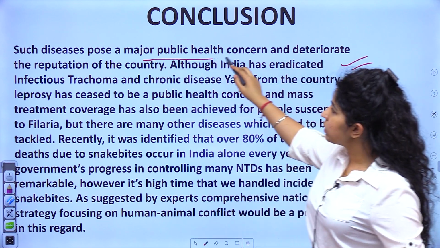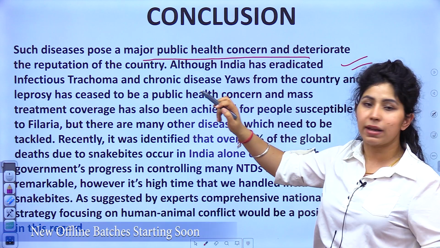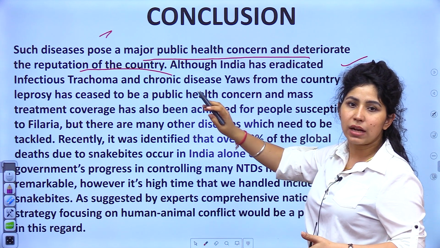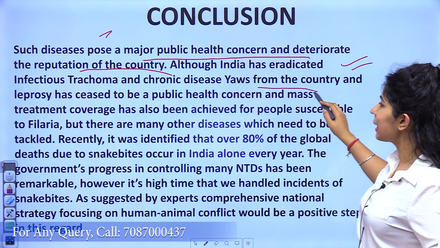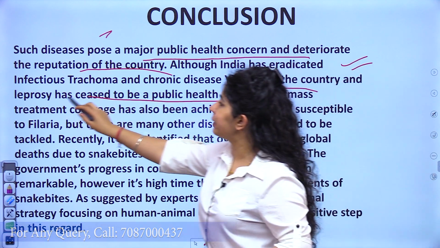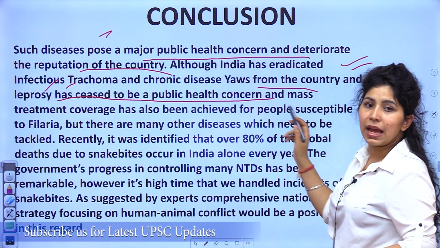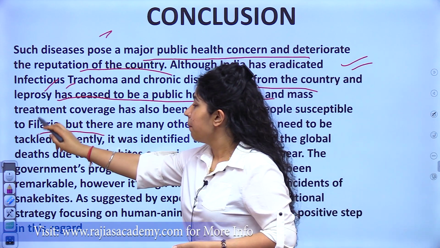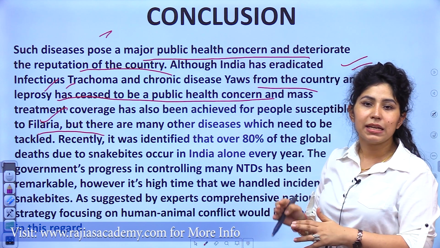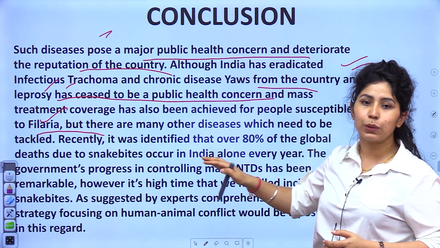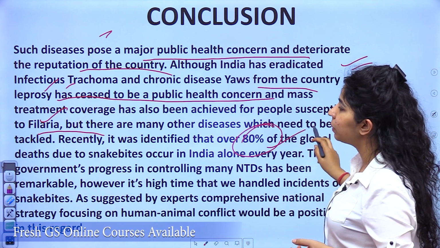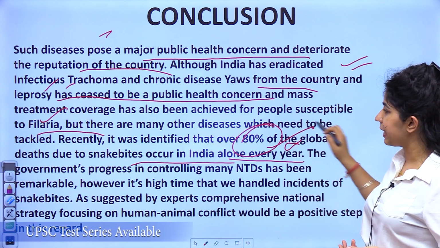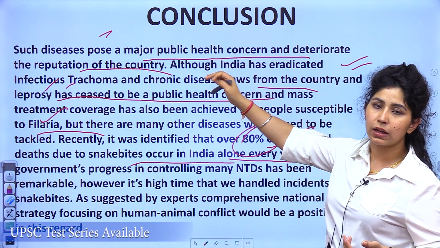So such diseases pose a major public health concern and deteriorate the reputation of the country. This line is very important. Although India has eradicated infectious trachoma and chronic diseases like yaws from the country, and leprosy has ceased to be a public health concern as we studied in the previous slide, and mass treatment coverage has also been achieved for people susceptible to filaria, but there are many other diseases which need to be tackled. Recently, it was identified that over 80% of the global deaths due to snake bites occur in India alone every year.